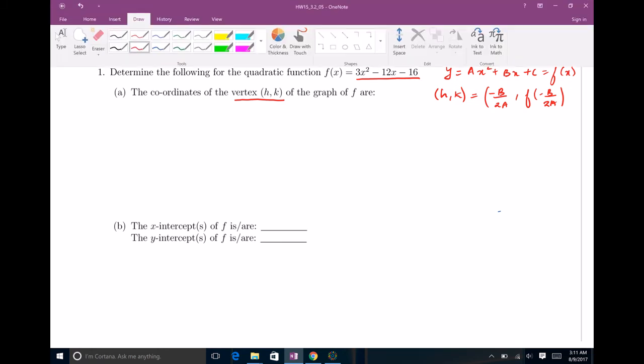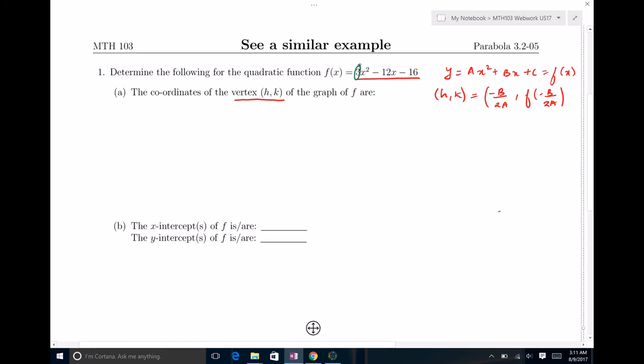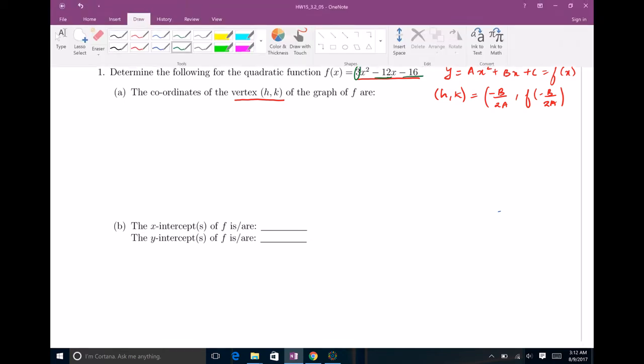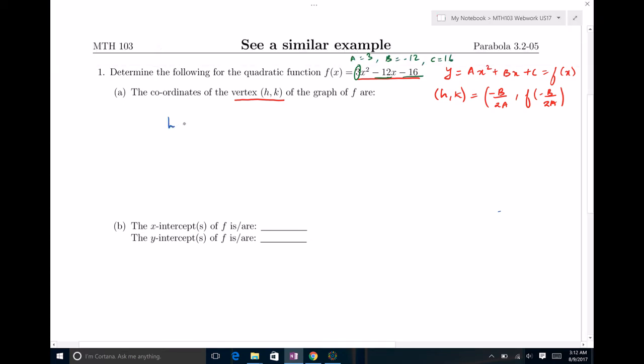So in this case, you'll see that a is 3, b is negative 12, and c is negative 16. So I'm going to use this information to find the vertex of the parabola. So h will be negative b over 2 times a. That's b is negative 12, so it's negative of negative 12 over 2 times 3, which is a. So that's negative of negative 12 is positive 12, and 2 times 3 is 6. 12 over 6 is 2.